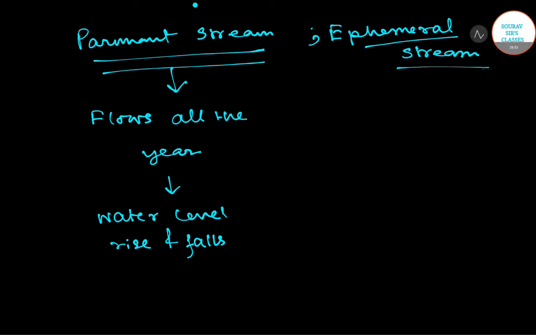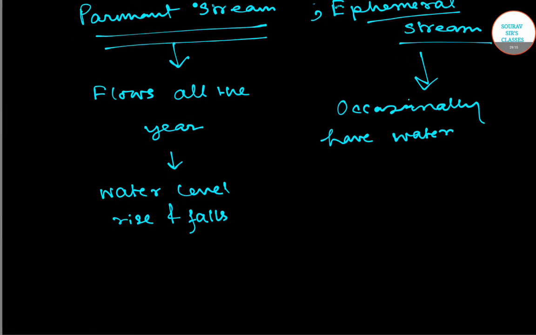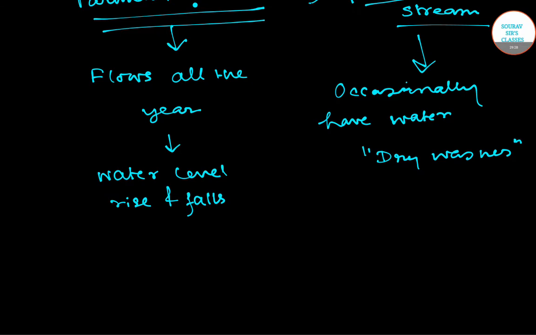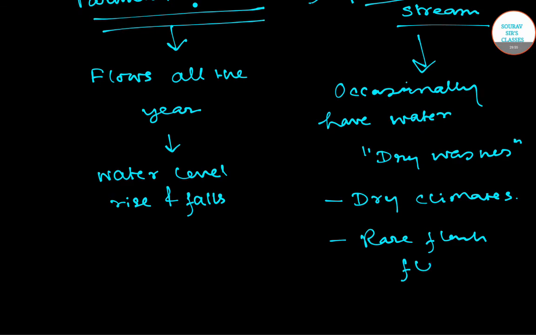And what is an ephemeral stream? It's a stream that occasionally has water flowing, called ephemeral streams, or also called dry washes. They are above the water table and occur in dry climates with a low amount of rainfall, and they flow mostly during rare flash floods.